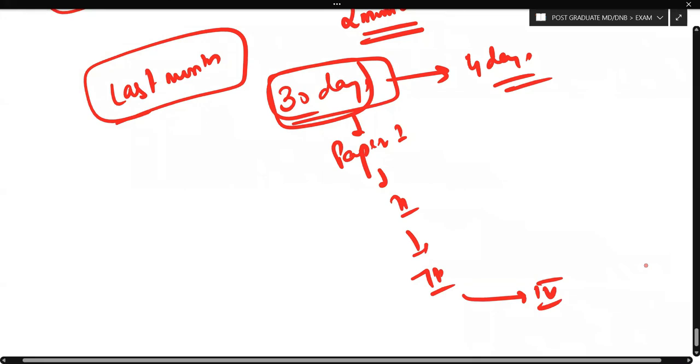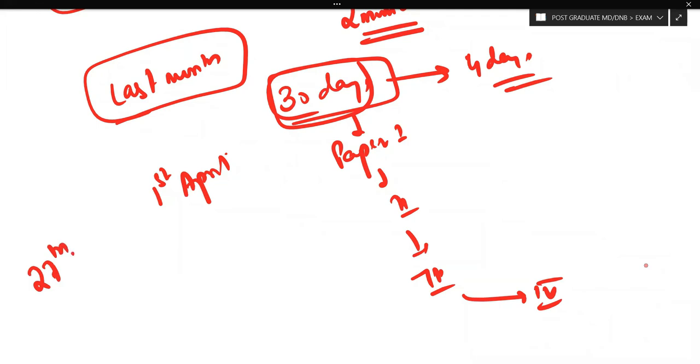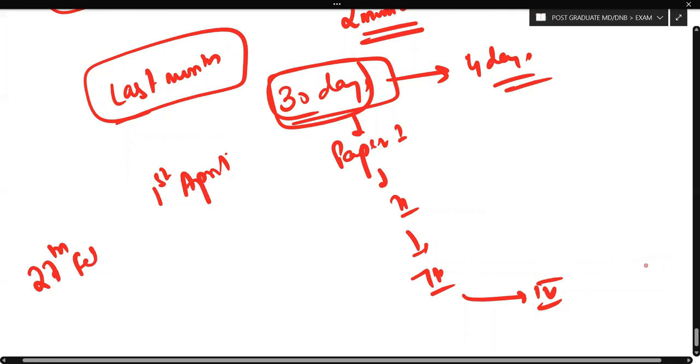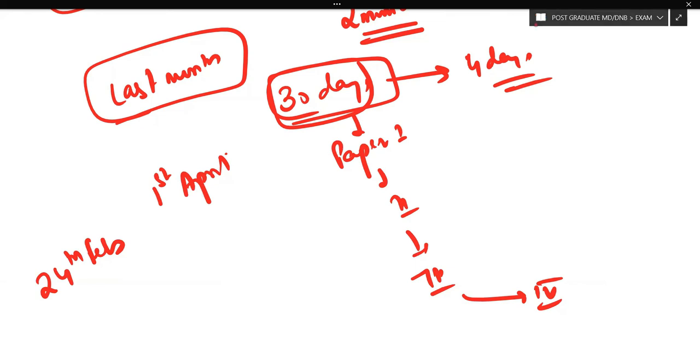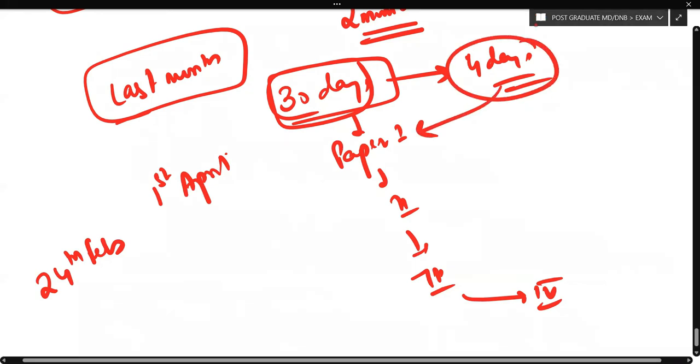What is the meaning of this? For example, if your exam is on 1st of April, then your 30-day cycle of last revision should start from 27th February. February is actually 28 days, so in that scenario you have to take 3 days prior. So you should start from 24th Feb. Understand what I'm trying to say? Because you have to take 3 days extra, and the last 4 days will be taken for preparation of paper number 1.